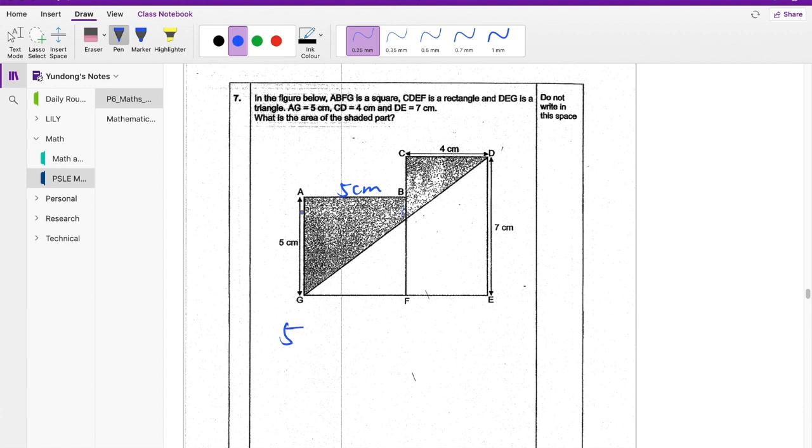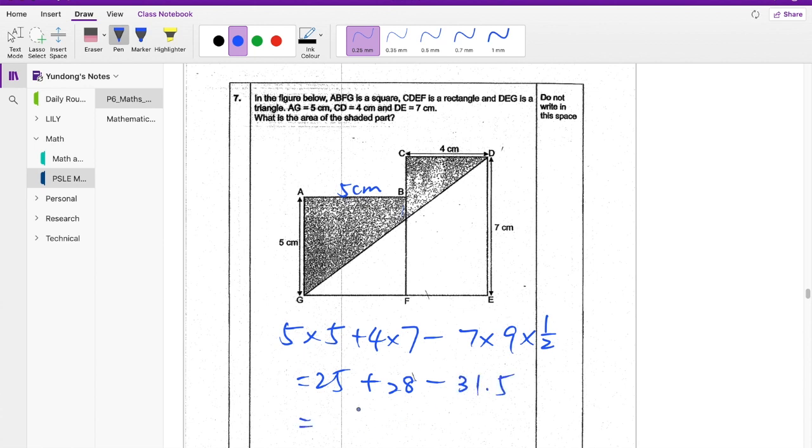So the total area of the rectangle and the square is 5 times 5 plus 4 times 7, minus this triangle. The triangle is 7 times 4 plus 5, which is 9, times half. 25 plus 28 minus 31.5. So this is 53 minus 31.5, which is 21.5, right? The unit is cm squared.